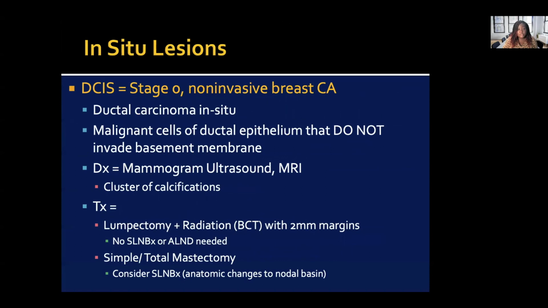DCIS, or ductal carcinoma in situ, is considered stage 0 non invasive breast cancer. Malignant cells of the ductal epithelium that do not invade the basement membrane define this disease. Mammography, ultrasound, and MRI are imaging modalities of choice. They will reveal a cluster of calcifications.